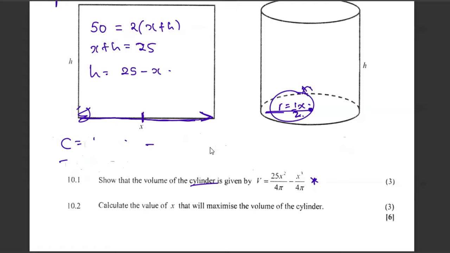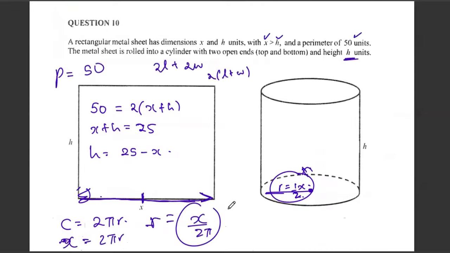Circumference is given as twice pi radius. Our circumference is x. But we need the radius. So twice pi radius, meaning that the radius is going to be x over twice pi. Okay, now I see, it makes sense.